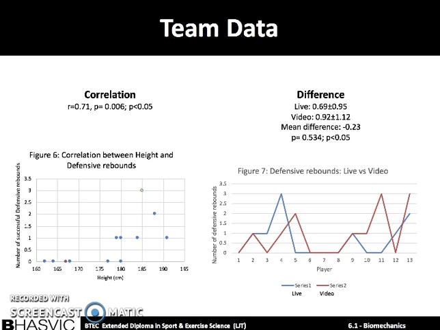This means that on average, the number of defensive rebounds completed was higher in the video recorded game. It also means that the numbers were more spread out and dispersed in the live game. This therefore means that whilst on average the video recording had higher scorers, the live game was more consistent with all players getting more similar results than in the video.